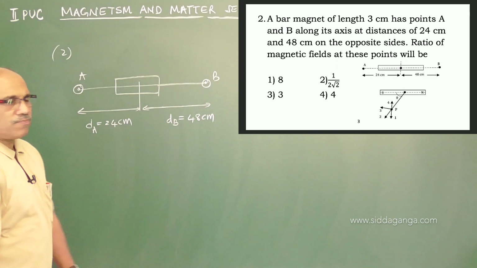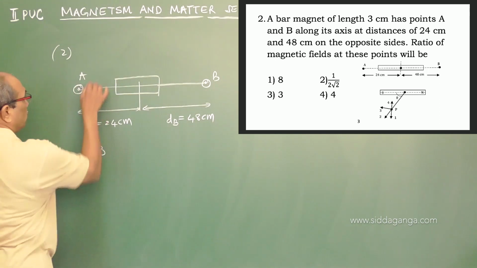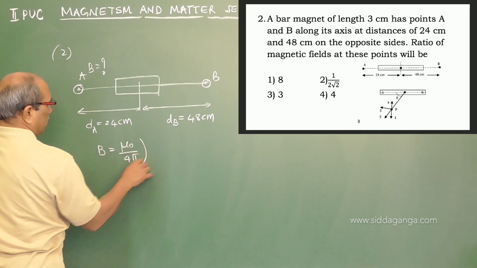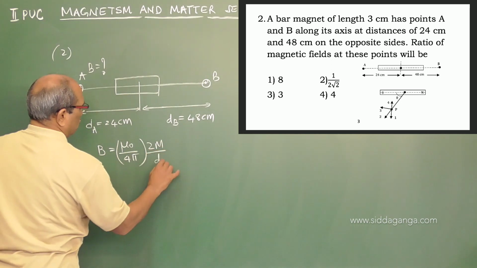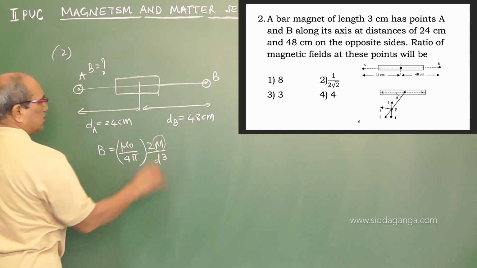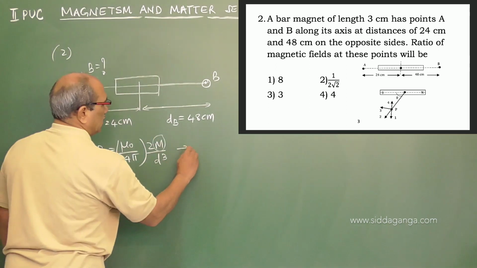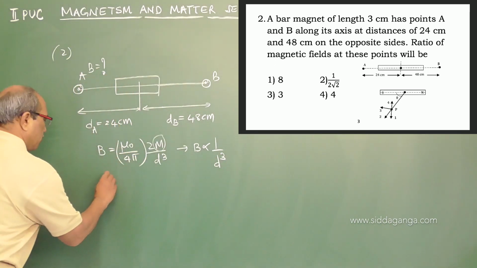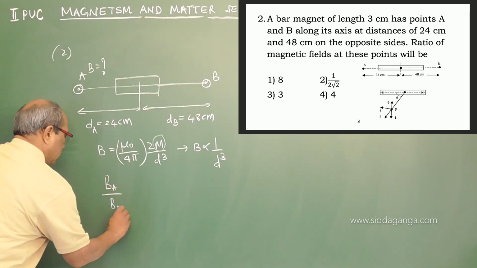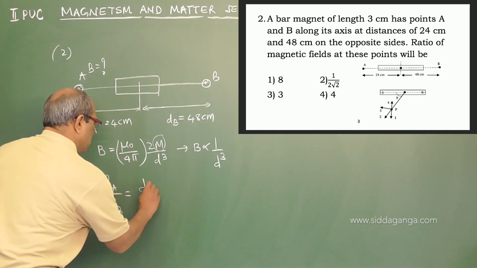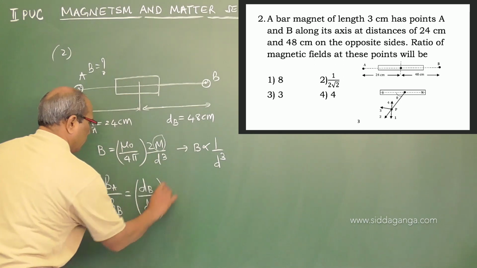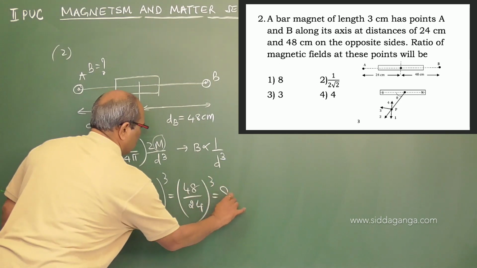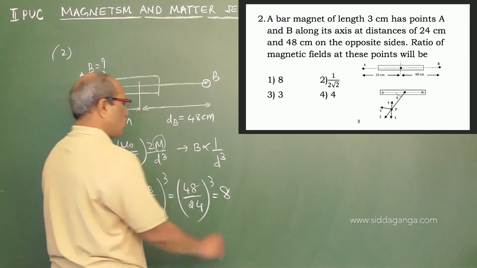They are asking about the ratio of magnetic fields, but if you want the magnetic field along the axis, the relation is mu naught upon 4 pi into 2m upon d cube. Here bar magnet is single, m is common for both B and A, which clearly suggests magnetic field is inversely proportional to cube of the distance. Therefore, BA by BB equals dB by dA cube, and it is 48 by 24 cube, which is equal to 8. Option number 1.